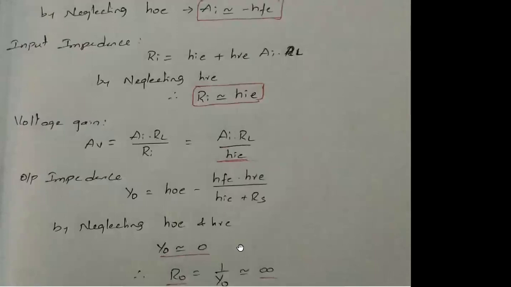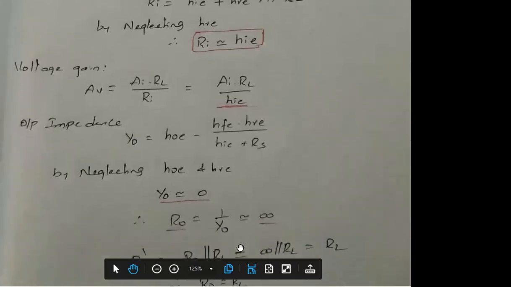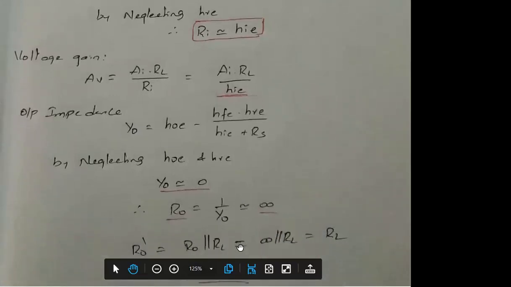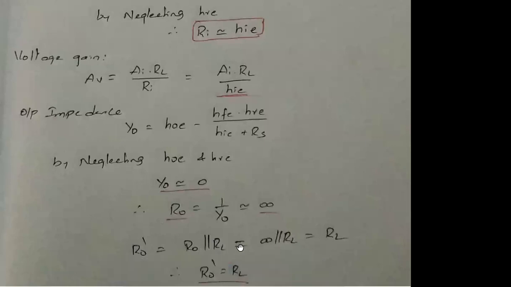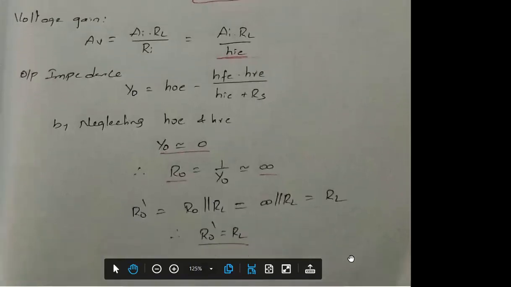In general, the output admittance HO is 0. This means the output impedance is infinite. The output impedance with respect to the load is simply R0 parallel with RL. That is simply RL. That is output impedance by taking the load resistance, R0 dash equals RL. These are the observations we have taken.